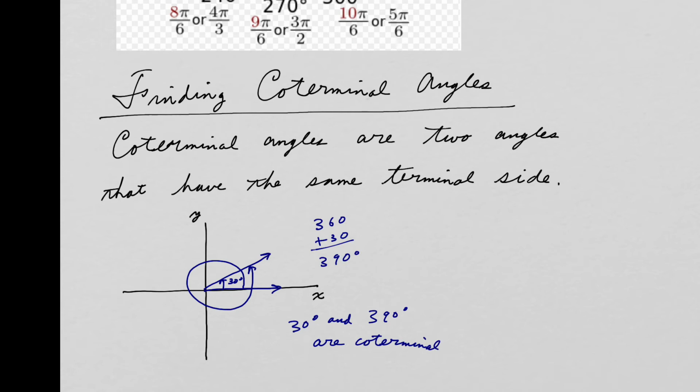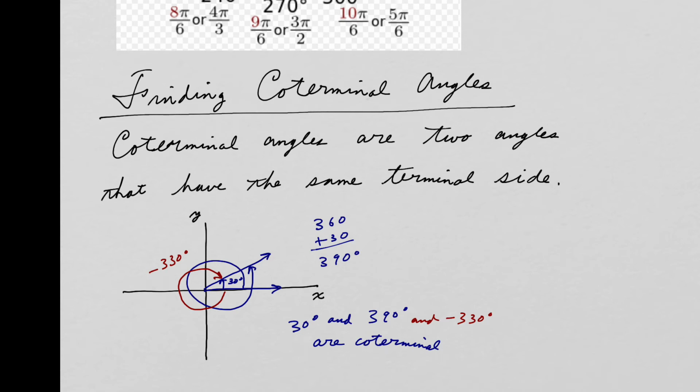Also, let me do it in a different color. I could measure the angle this way, going like that. And what is that angle? Well, first of all, it's going to be negative, and it looks like it's going to be negative 330. So this is negative 330 degrees. All three of those are coterminal, because they represent the same particular angle. So that's all it means to be coterminal.